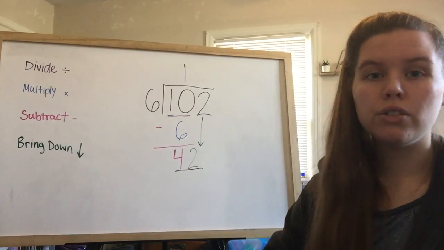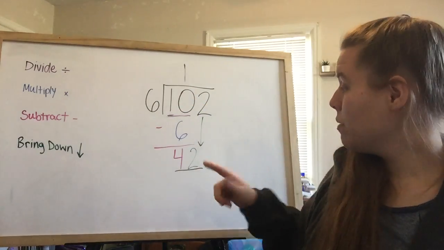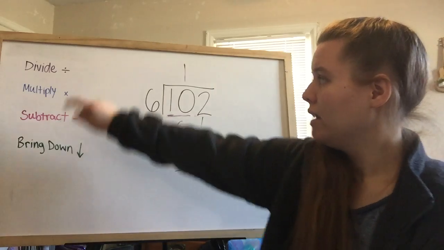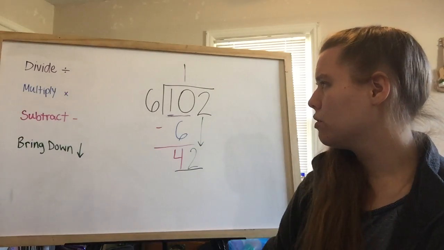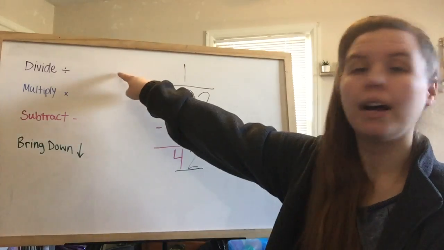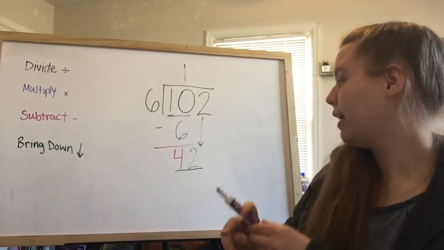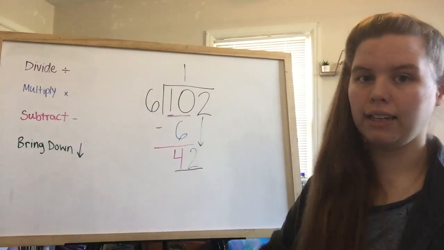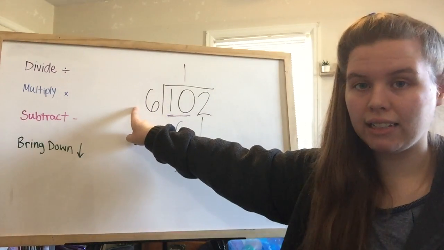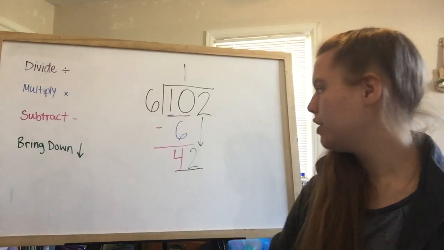Now I have 42. So instead of doing 102 divided by 6, now I'm going to do 42 divided by 6. Okay? I've already gone through all my steps, so now what? Well, I start back at the top, okay? So now we are going to divide 42 by 6. In other words, how many times can I count by 6 until I say 42 or something right before 42?